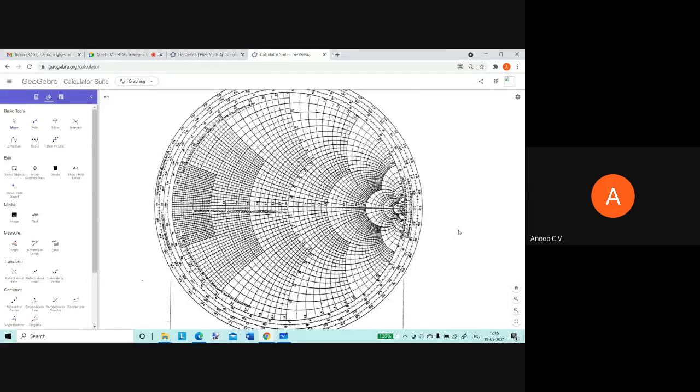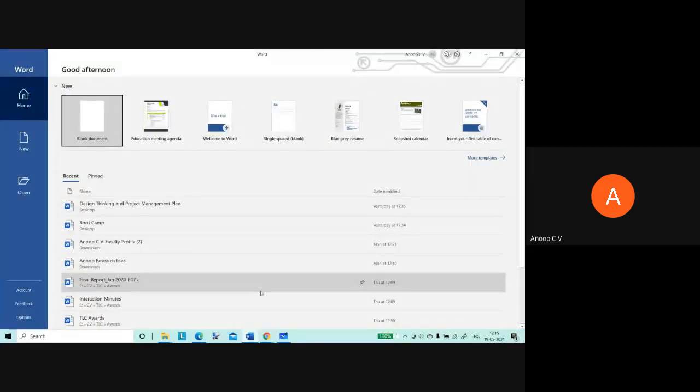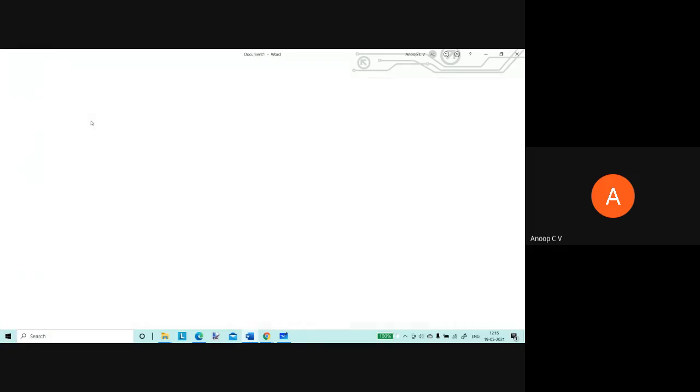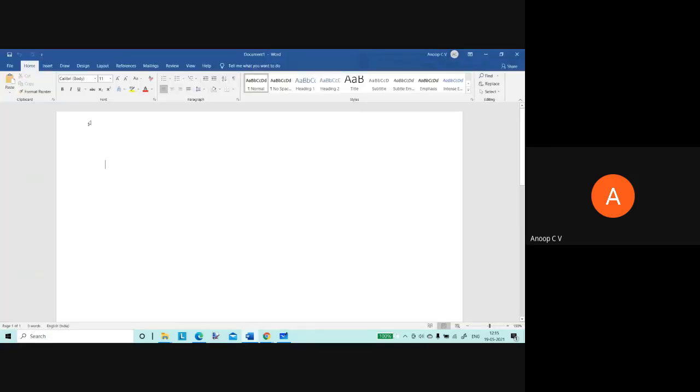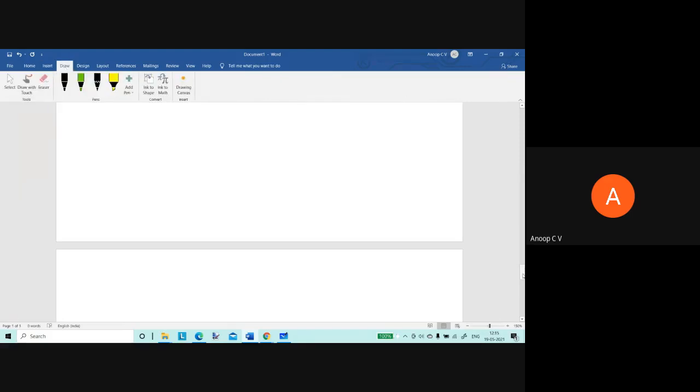But we'll come back to the Smith chart with a problem. I'll write a problem first, then we'll see how to solve it using the Smith chart. It's a very basic problem. Before that, I'll insert some extra pages and write the problem down here. All of you, please take down this problem.